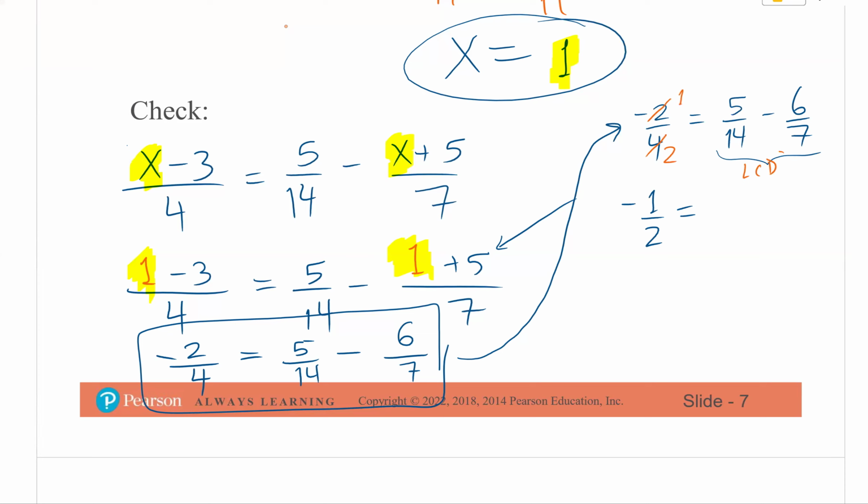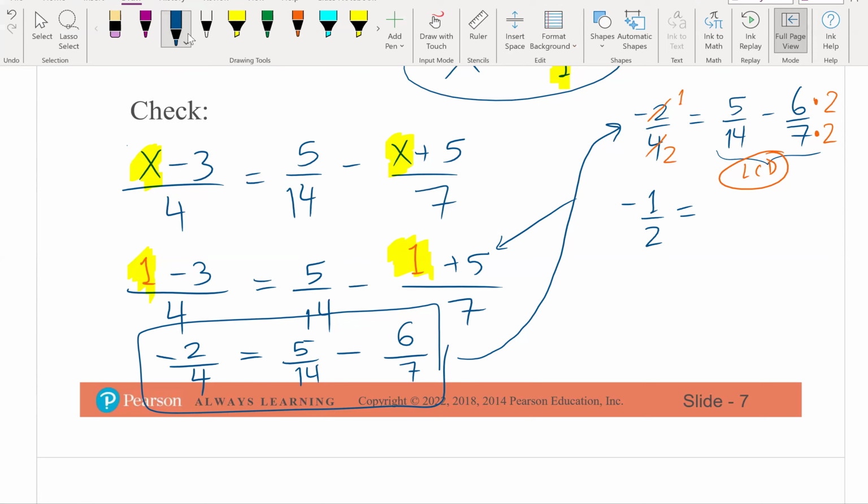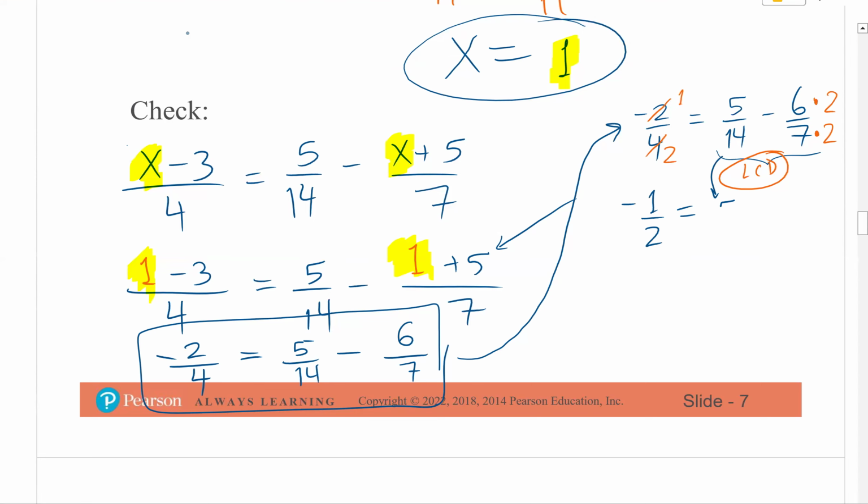But in order to combine them, I have to find a least common denominator. Between 14 and 7, I think 14 would be the common denominator. The left fraction already has that denominator, so no need to do anything to it. I'm going to keep it 5/14. But the fraction on the right, I need to transform it so it has that denominator of 14. And to do so, I need to multiply top and bottom by 2. So I got 6 times 2 in the numerator, that's 12.